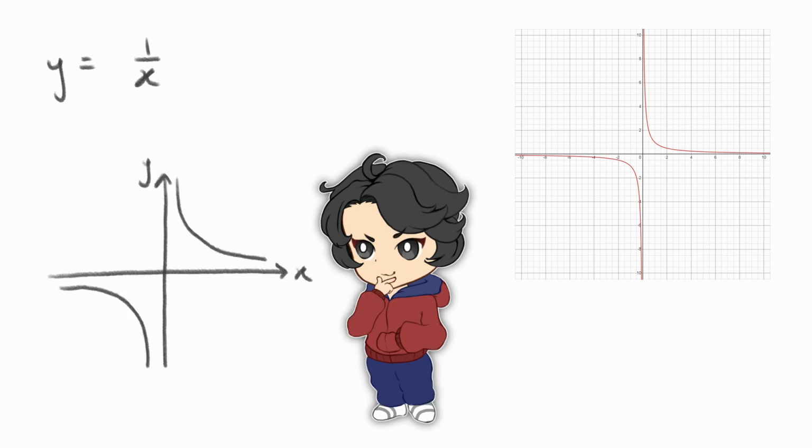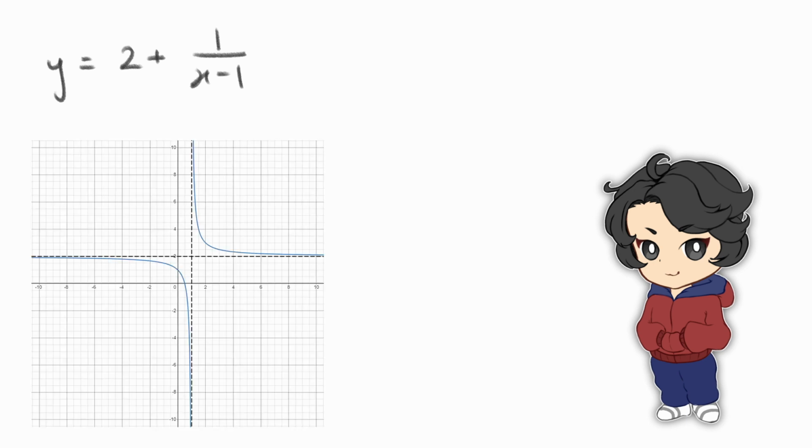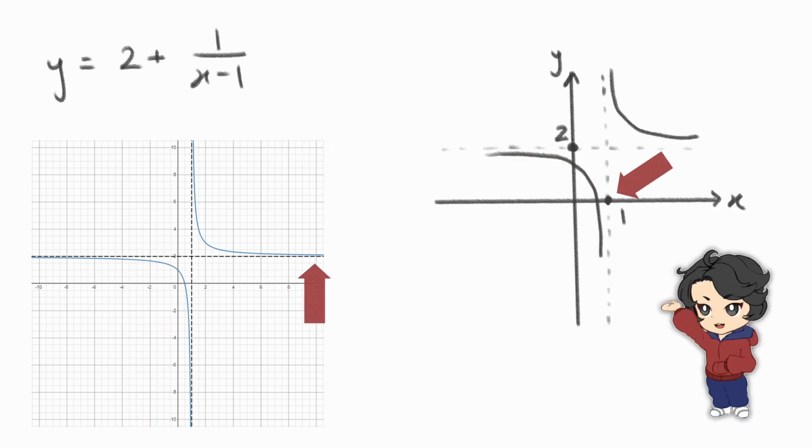But what if we adjust this function a little? Say we make this 2 plus 1 over x minus 1. If you're familiar with how function displacement works, you should know that this curve is shifted 1 unit to the right and 2 units up, which also means that the asymptotes have shifted along with it. The vertical asymptote has shifted to x equals 1, and the horizontal asymptote has shifted to y equals 2.